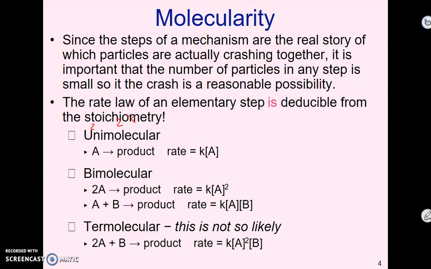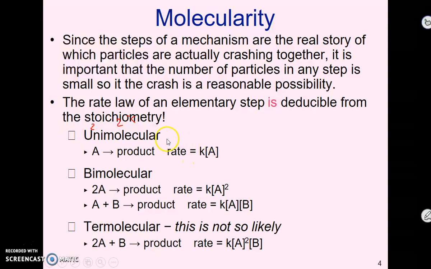Okay? So the first type of elementary step is unimolecular. That's really when there's only one reactant, and it's actually just rearranging itself. An elementary step that has only one reactant with no stoichiometry would have a rate of rate equals k times the concentration of A. And now my phone is ringing.